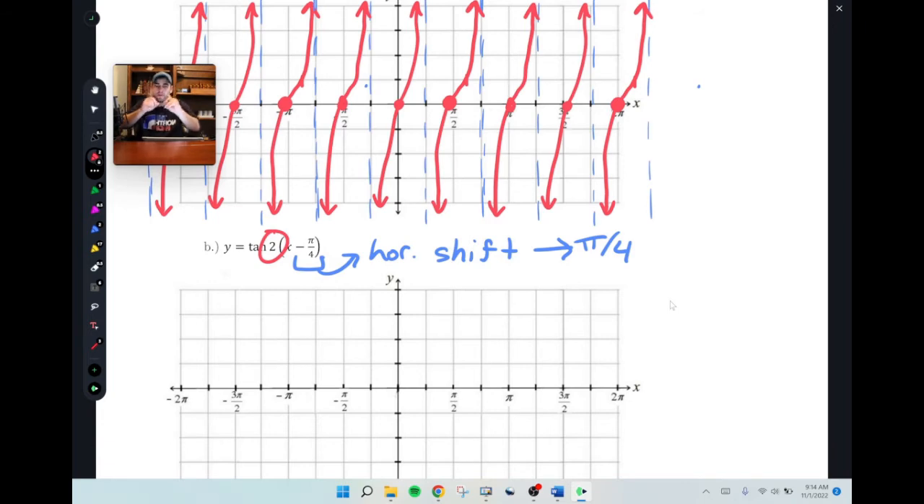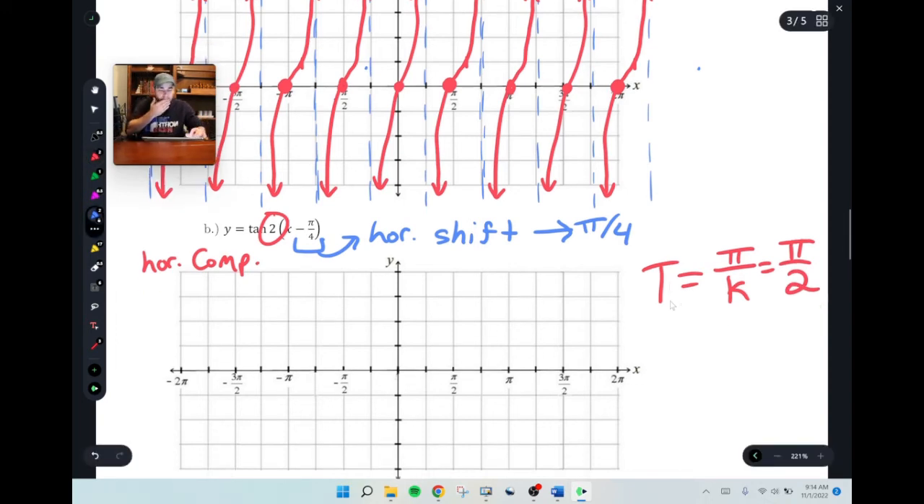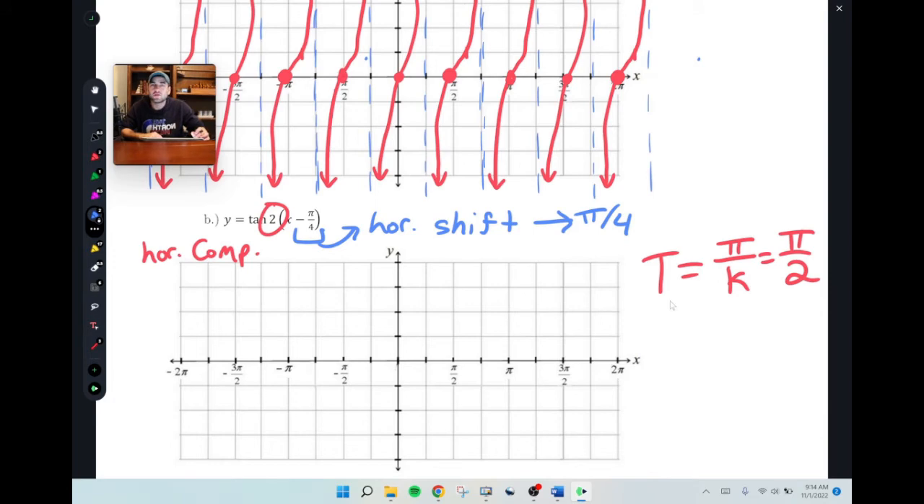What was that called? It's inside the function, right? It's inside a tangent, and it's horizontal. So it's getting compressed or stretched. We'll think about it's opposite of what you would think. So it's a big number. So we're going to compress it, right? So that's like a horizontal compression. That 2 is going to feed our formula of t equals pi over k, which is pi over 2, if you want to see where that comes from. And then we're going to go and graph our points. So we've got a horizontal shift by a factor of pi over 4 and a period of pi over 2.